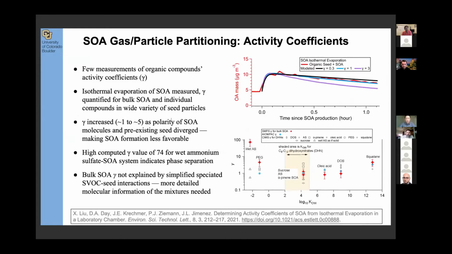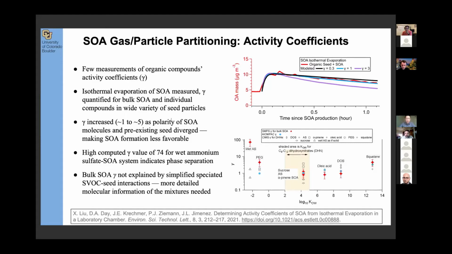Yes. Yeah, great. Okay, this summarizes some recent laboratory studies we've done to quantify activity coefficients relevant to SOA gas particle partitioning. Activity coefficients, known as gamma, is a metric of non-ideal molecular interactions and thus important for understanding SOA formation and evolution. So in these experiments, we rapidly oxidize gases in an environmental chamber, which form multifunctional organic compounds of a wide range of volatility that we then observe partition to a wide variety of different types of seed particles, and also track isothermal evaporation of the bulk SOA.